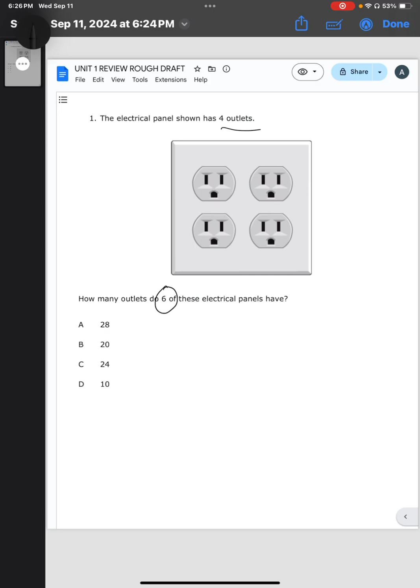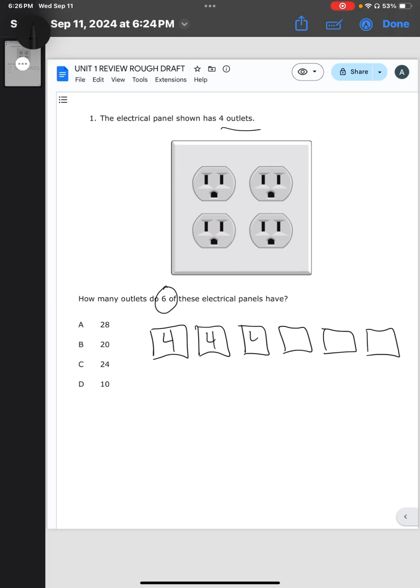To solve this, I'm going to draw a model of the problem. I'm going to start by drawing all 6 panels. I know that each panel has 4 outlets. What I'm looking for is the total number of outlets that are found on 6 panels. To find that, I'm going to combine all of my 4s.